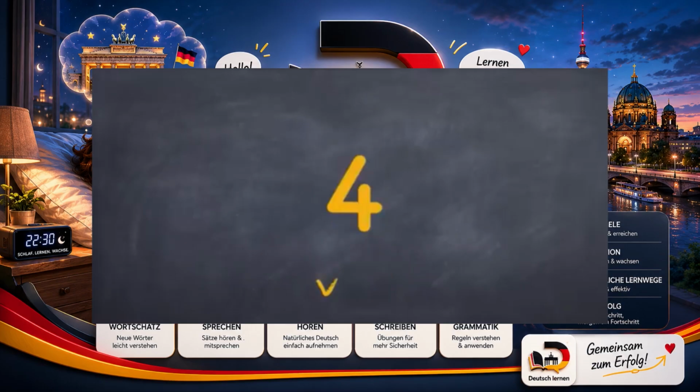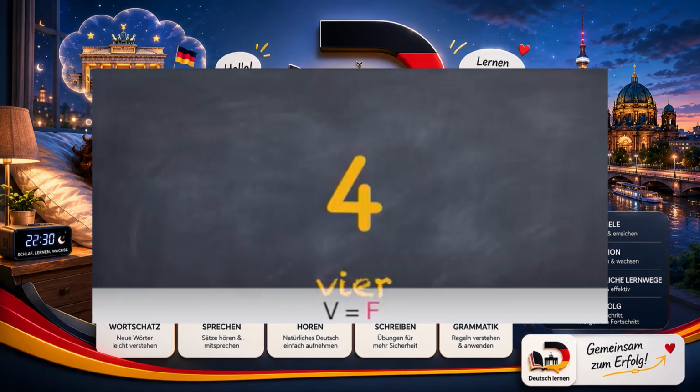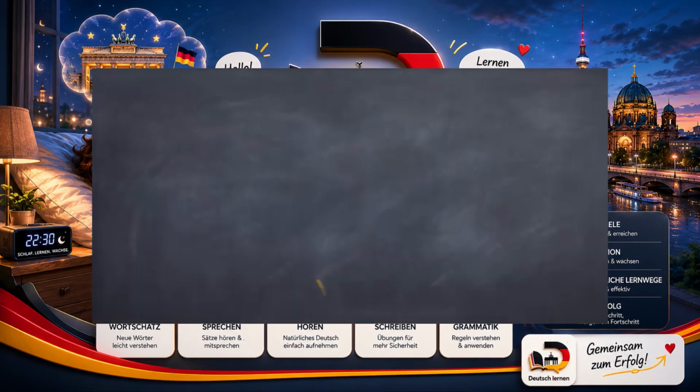The next one is vier. Once again, vier. The pronunciation is similar to the English word fear. We have already learned that the German V has the same sound as the English F.